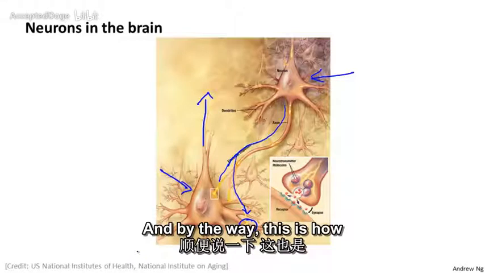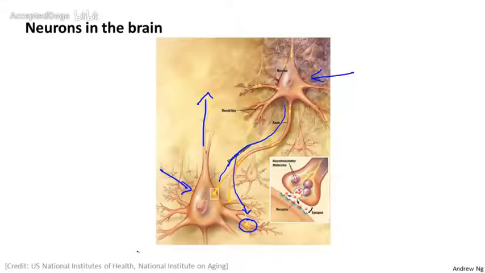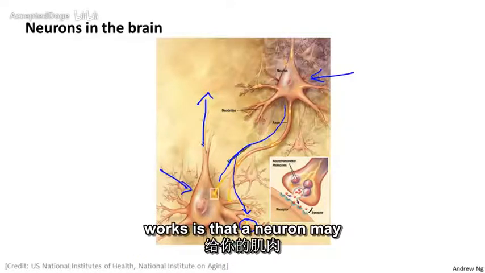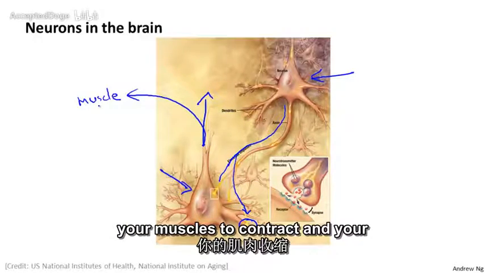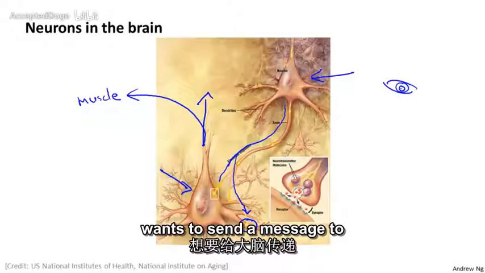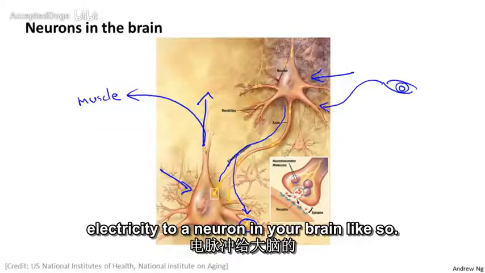And by the way, this is how our senses and our muscles work as well. If you want to move one of your muscles, the way that works is that the neuron may send these pulses of electricity to your muscle, and that causes your muscles to contract. And if some sensor like your eye wants to send a message to your brain, what it does is it sends these pulses of electricity to a neuron in your brain, like so.